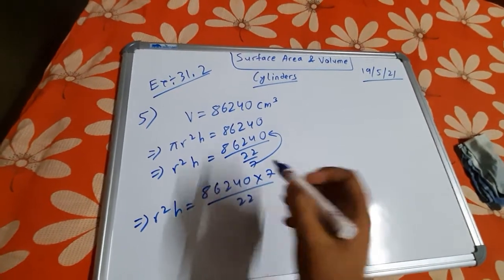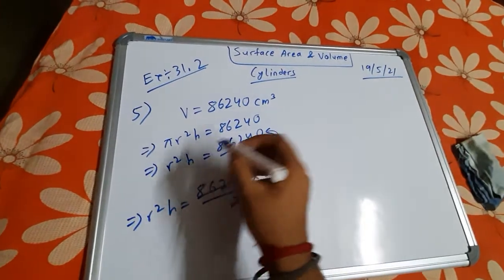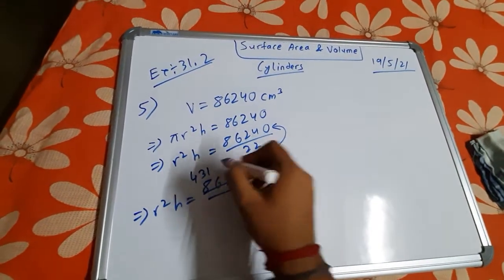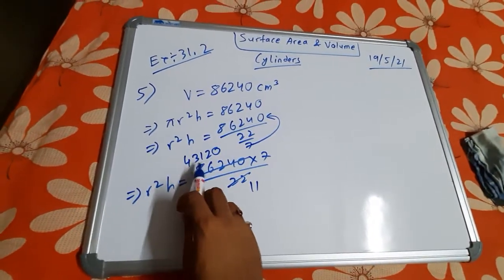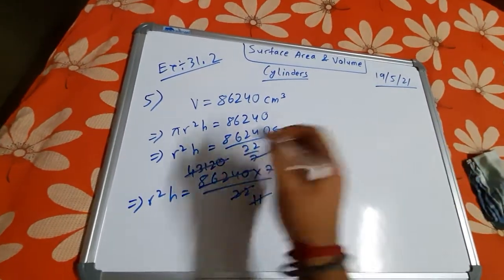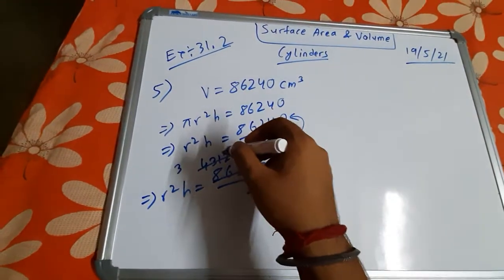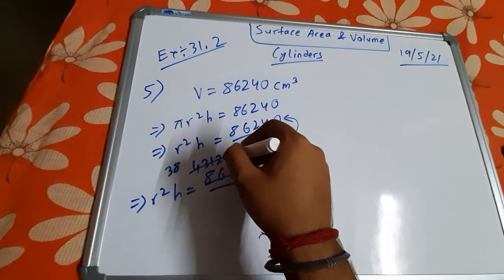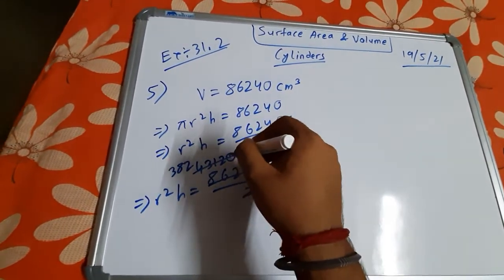Now let's cut this with 22. So first let's cut it with 2. If we cut this with 2, it will be coming as 43120. Yes, I am correct. Next, let's cut it with 11. So by 11, it's coming as 3. Then 91, so it will be coming as 8. Now 32, it will be coming again as 2.